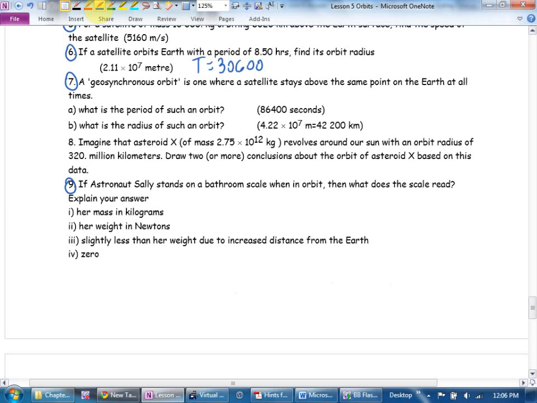Normal force. It can't possibly read your weight or your mass because I did a demo at the beginning of the year showing that even though your weight and mass weren't changing, the scale was changing. So here's the real question. What's the normal force when you're in orbit?